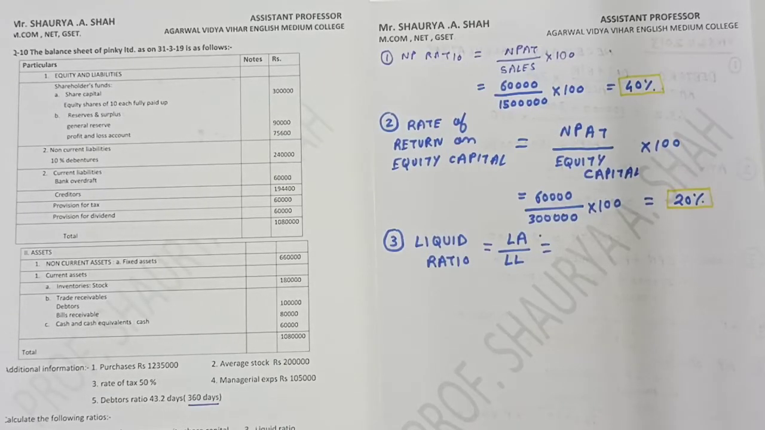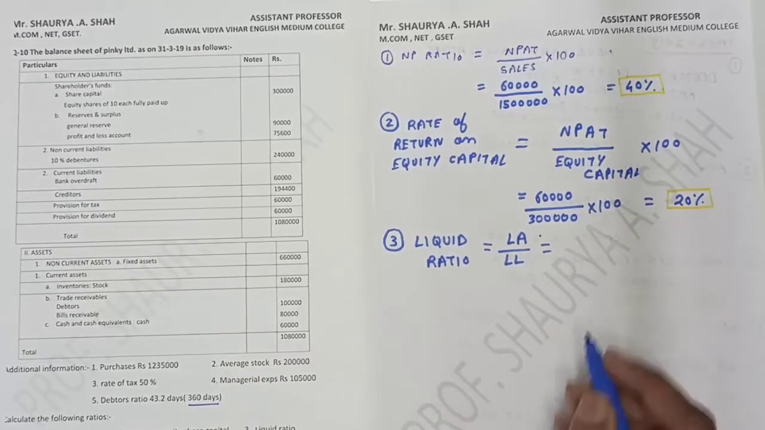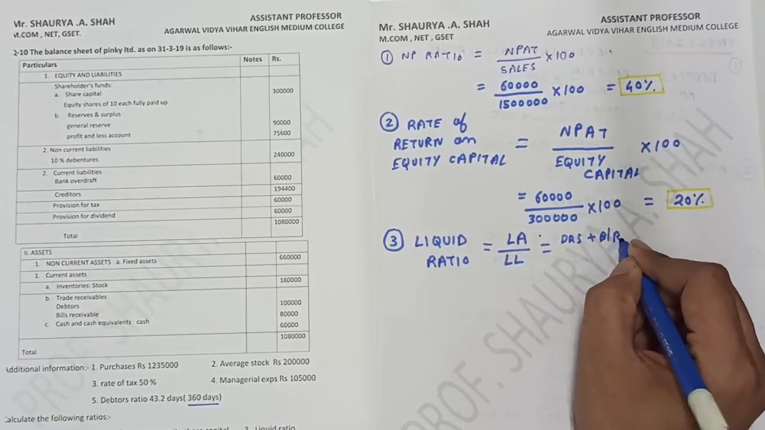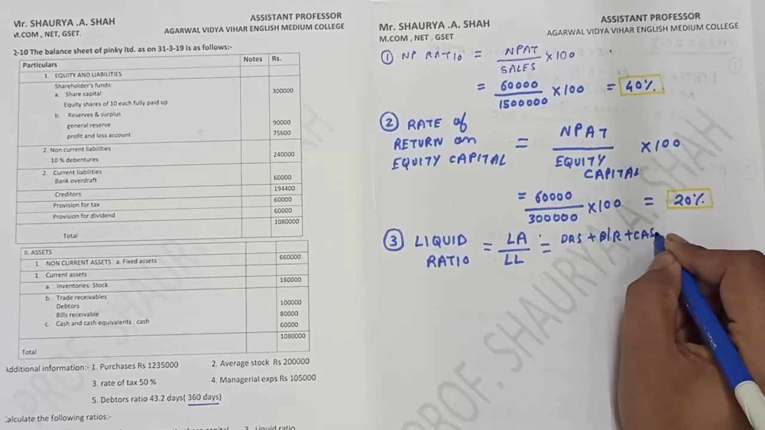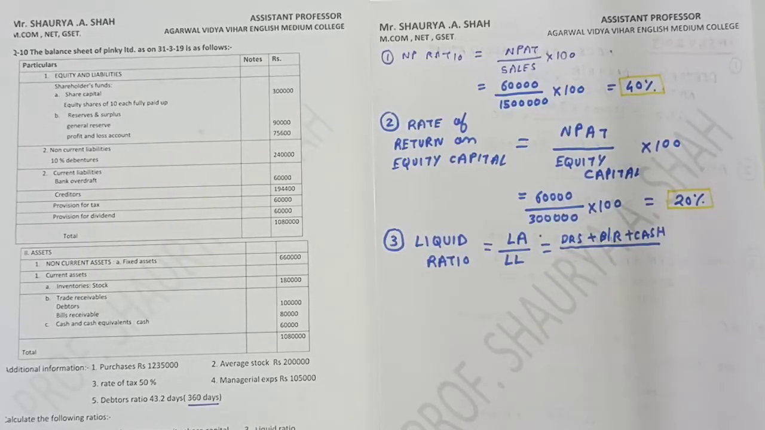Now, what do you mean by liquid assets, students, and what is to be taken? As the formula has come for the first time, I am writing it for you. From your balance sheet, what you take first is your debtors plus bills receivable plus cash. Shall I write stock? No. Stock is a part of current assets, but it will not be included in your liquid assets. So only three things you need to take: debtors plus bills receivable plus cash.